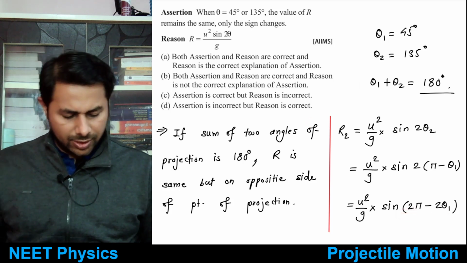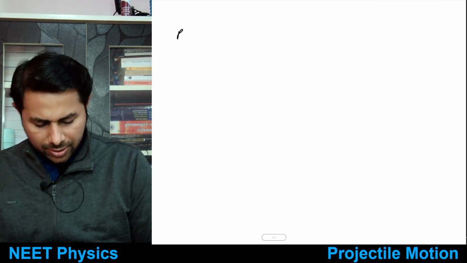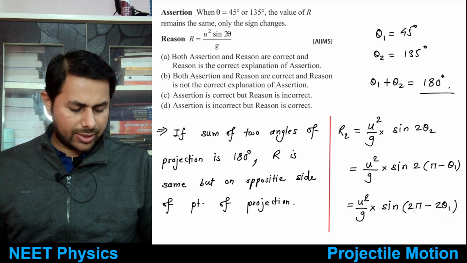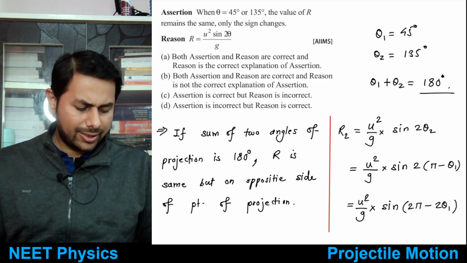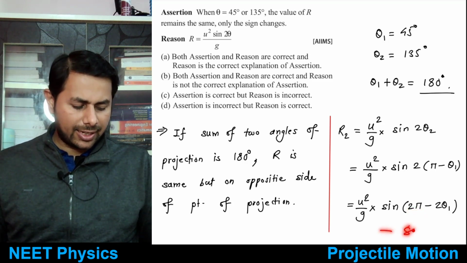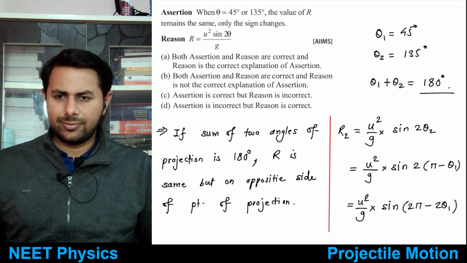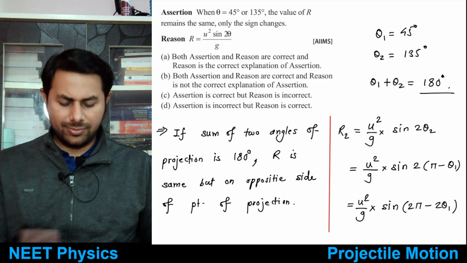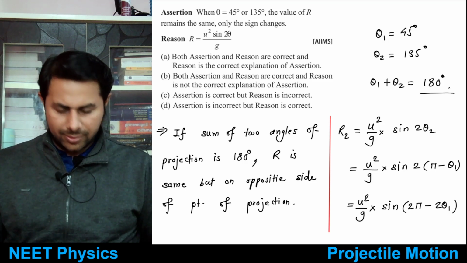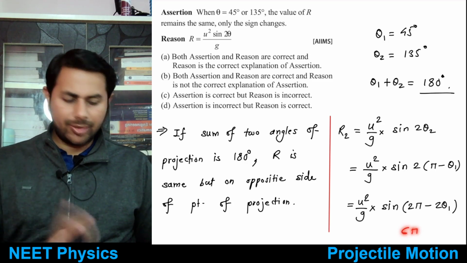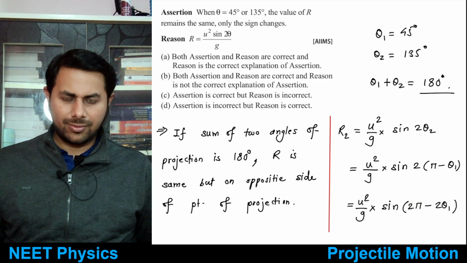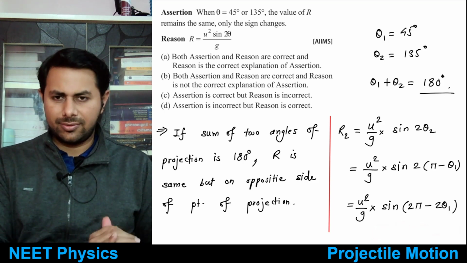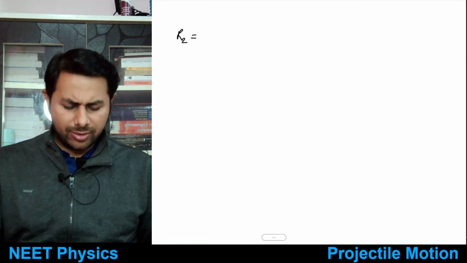So then R2 will be equal to sine of 2 pi, or you can say 0, minus 2 theta 1, because sine of 2 pi is sine of 0. So this is just minus sine of 2 theta 1. You can always replace 2 pi, 4 pi, 6 pi, any even multiple of pi with 0, and then this formula will be applicable: sine of 2n pi minus theta is minus sine theta. Or if you don't remember, let's just solve it.